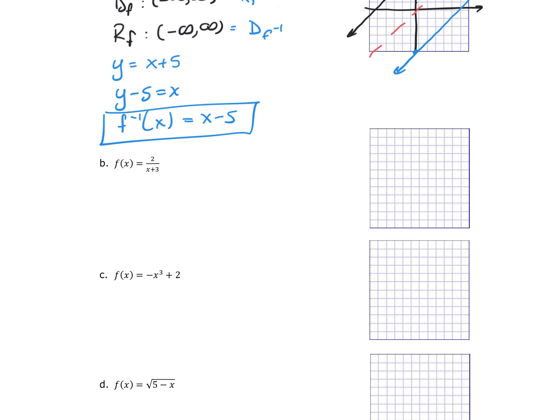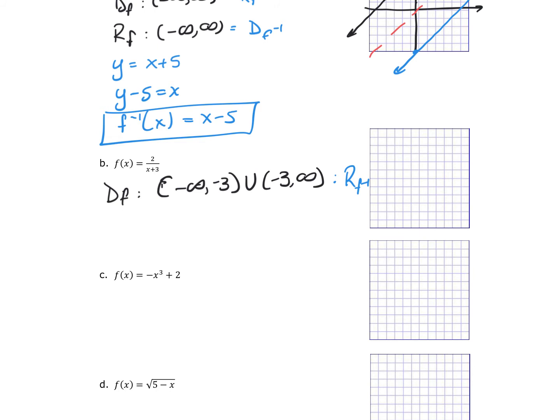So I'm going to do first my domain. My domain of f is everything but negative 3. So I'm going to go with negative infinity to negative 3, union negative 3 to infinity. So right out of the gate, I know that this is the range of the inverse. I don't have to do any work. I know that's the range of the inverse.